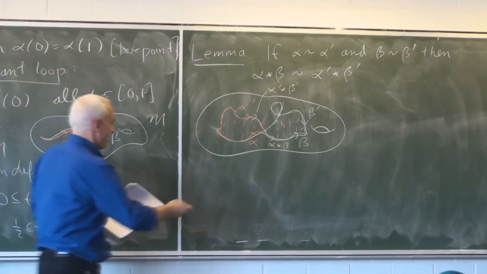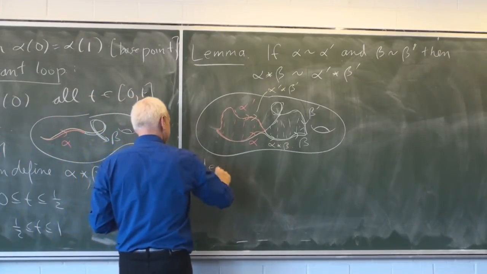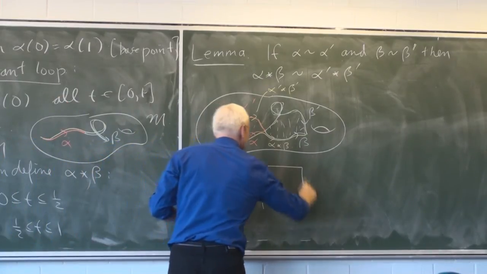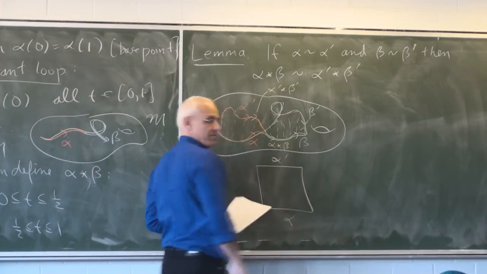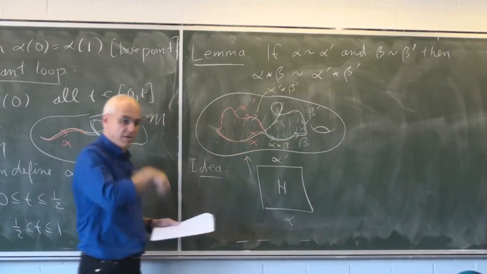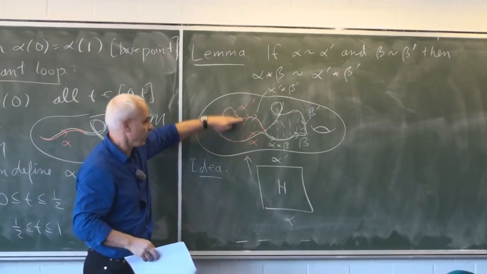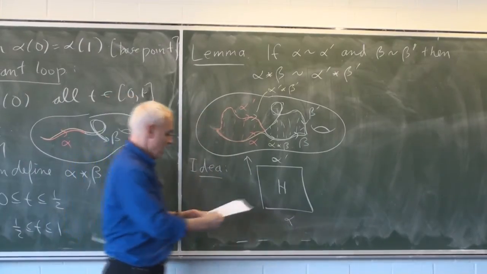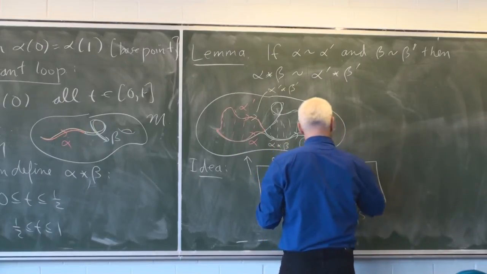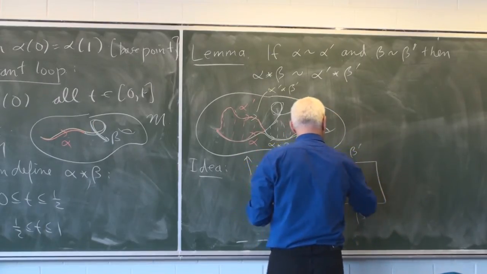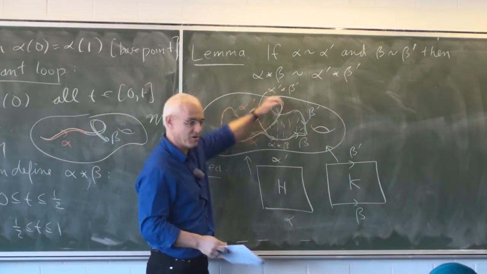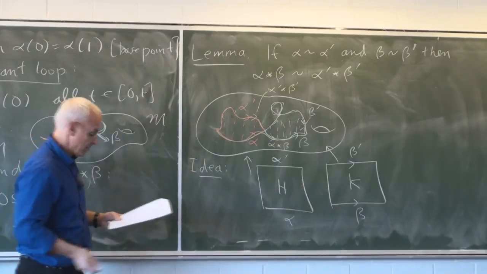All right, I'll draw you the picture and I'll leave you the details. So here's the idea, that we have a homotopy from alpha to alpha prime. Let's call it H. So we have such a homotopy. That's just encoding this movement from here to here. And we have another homotopy from beta to beta prime. Let's call it K. That's encoding the movement from beta to beta prime. So what do we do then?